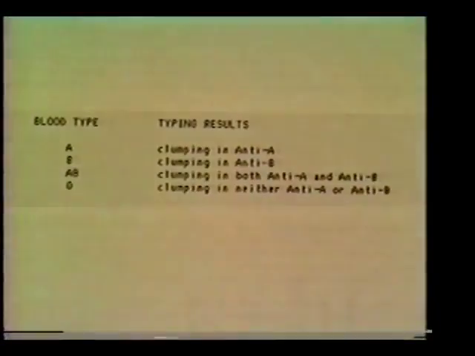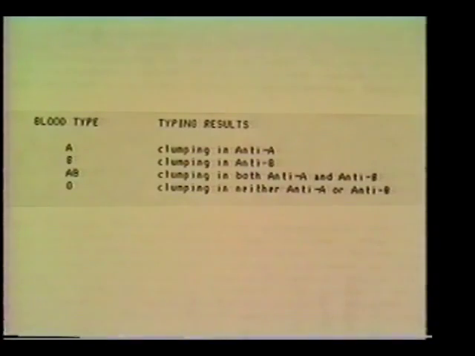This is a review of blood typing procedure. If you were typing your blood, you would need an anti-A serum and an anti-B serum. You need 2 drops of your blood. Place anti-A serum on 1 drop of blood and place anti-B serum on the other drop of blood.